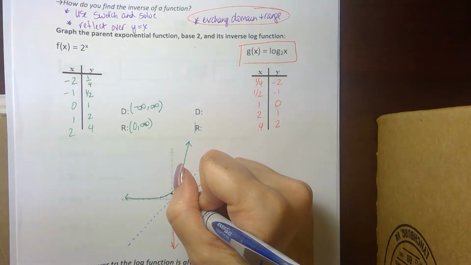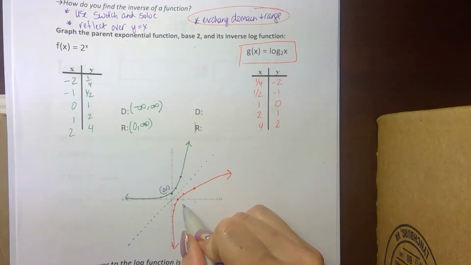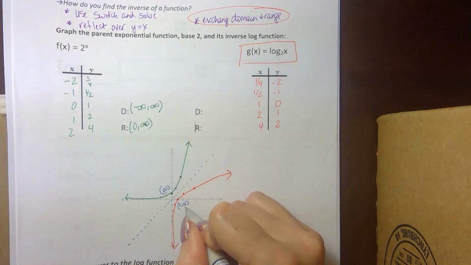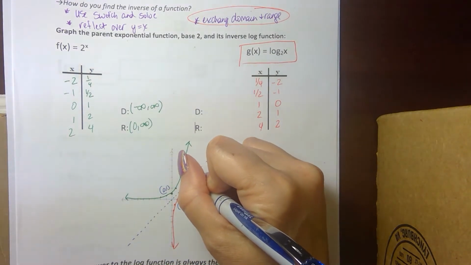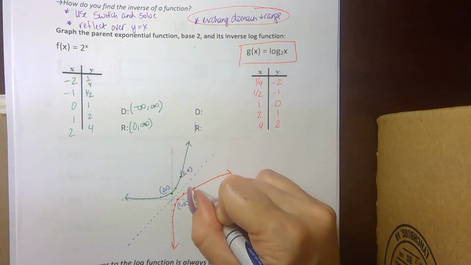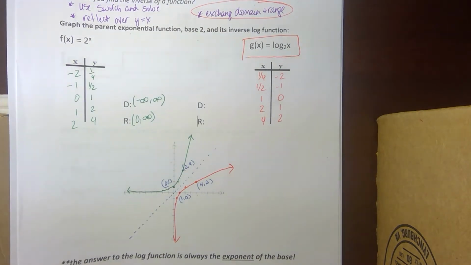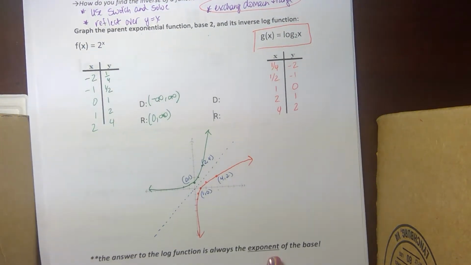This point on my exponential function was 0, 1. The corresponding point on my log function is 1, 0. This point on my exponential function, we'll just do this one, is 2, 4. The corresponding point on my log function is 4, 2. It still has an increase. It's an increasing function.